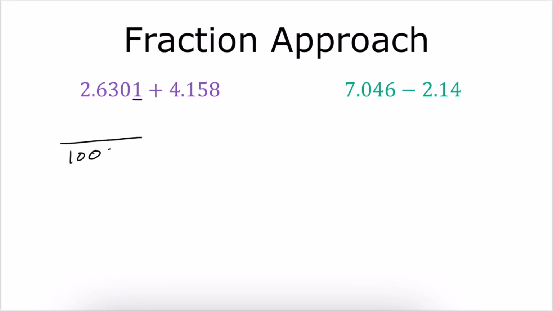So I'll put a 10,000 in the denominator. And then I'll write the digits in the numerator without the decimal point. And that's kind of the shortcut way of converting a decimal into a fraction. And in previous videos, we talked about how to do that, so I'm not going to go into detail about why that works right here.